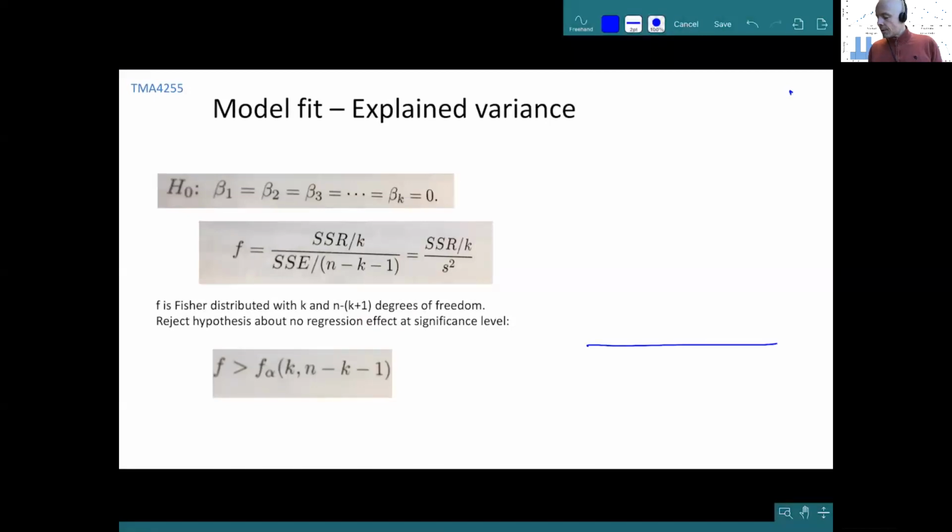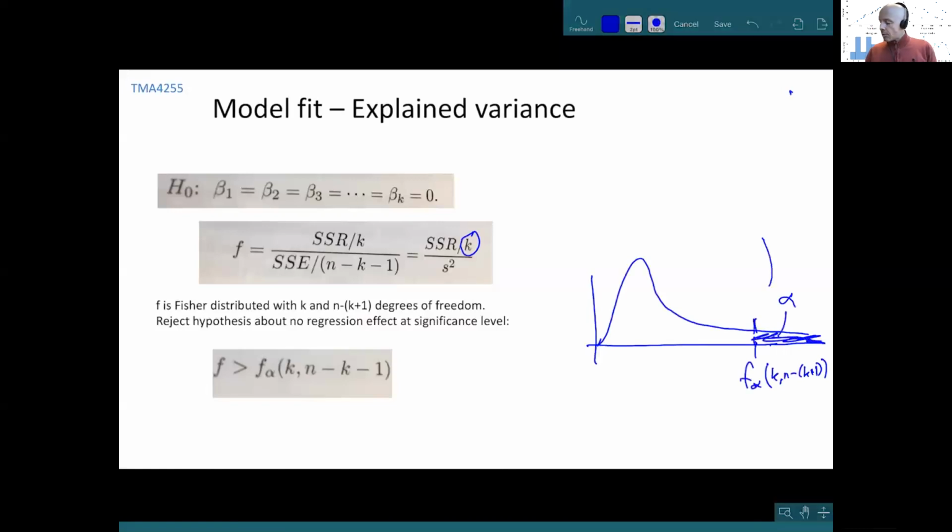And the Fisher distribution can be calculated, and then we can check, okay, this is our percentile alpha in the Fisher distribution with k, so that was the number of covariates, and n minus k minus 1, that's the degrees of freedom left to estimate the variance. This region has alpha probability, and this is our rejection region.